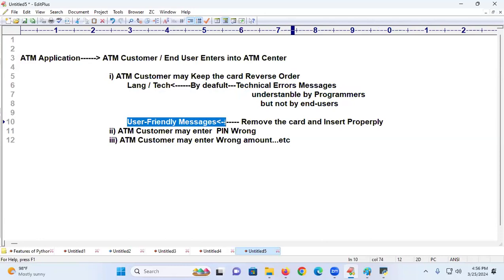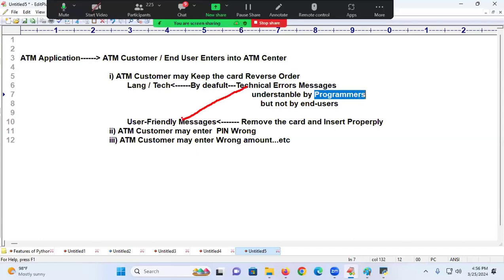So what should I do? I should convert as a programmer. If you are an intelligent programmer, you are converting which messages? Technical error messages into what? For that, you need one type of language. That language is called what today? Python. In Python, one concept is there, which is known as what? Exception handling. What is the topic name here? Exception handling. Present in which language?